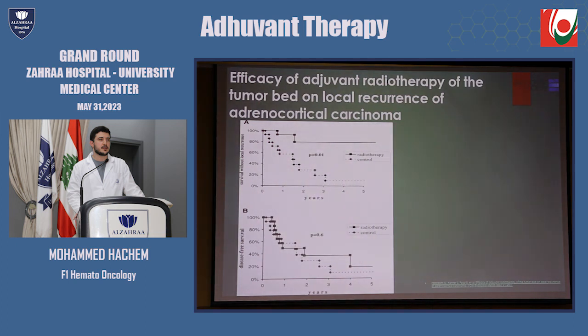In this chart, the first chart talks about local recurrence, whereas the second chart talks about recurrence in general, distant and local. In the first chart, from 14 patients in the radiotherapy group, 2 patients had local recurrence, whereas 11 patients in the control group had local recurrence. In contrast, we have 9 patients who had recurrence in general, local and distant, and as we mentioned before, 11 patients had recurrence.